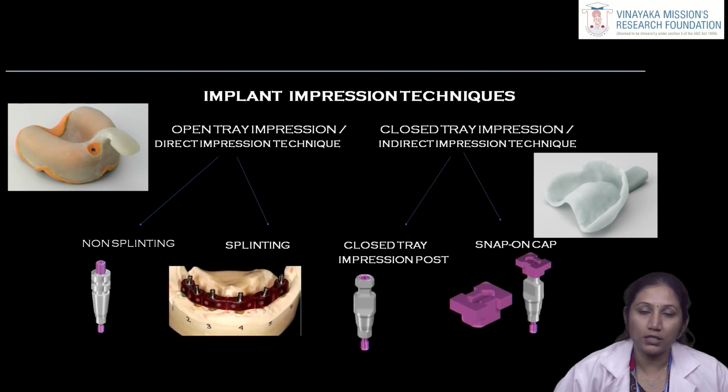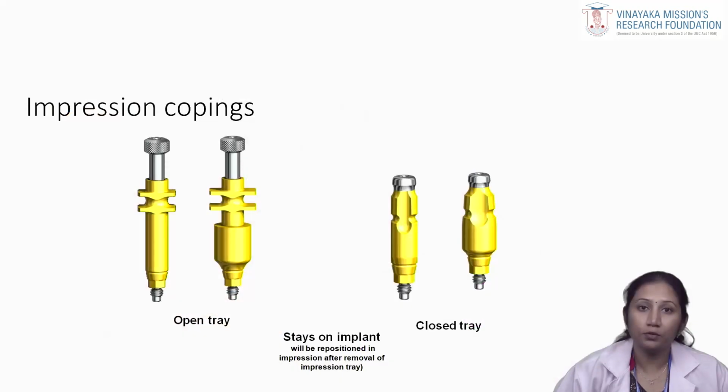The implant impression is a special type of impression technique wherein we use the implant impression posts for making the impressions. We have two types of impression posts which aid in transferring the spatial orientation of the implant position accurately to the working cast. They are closed tray and open tray impression copings.